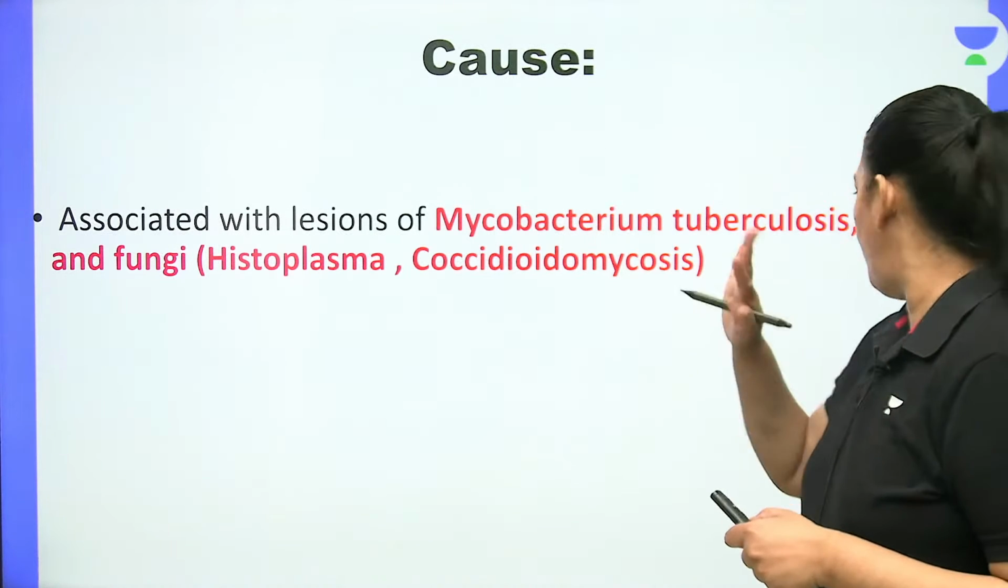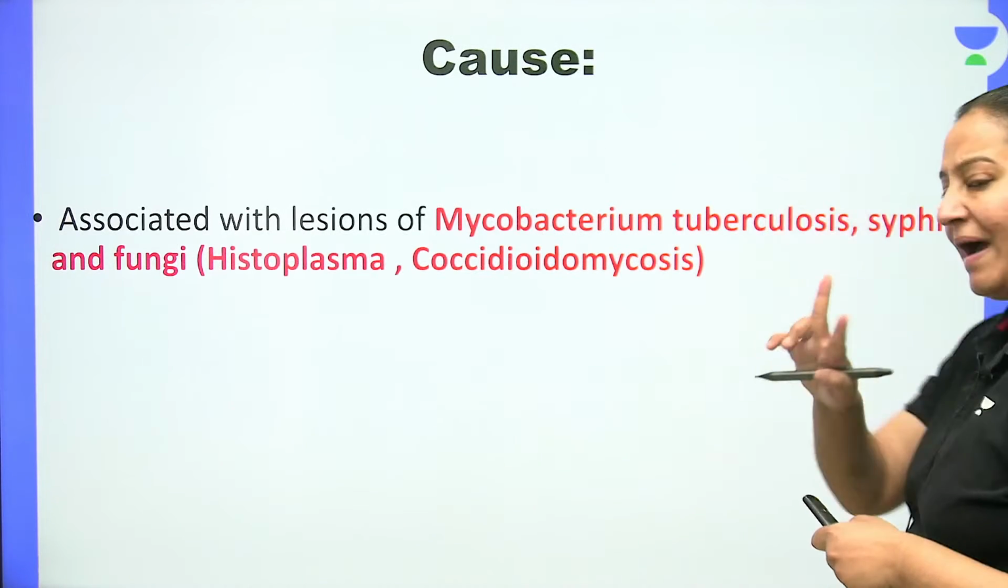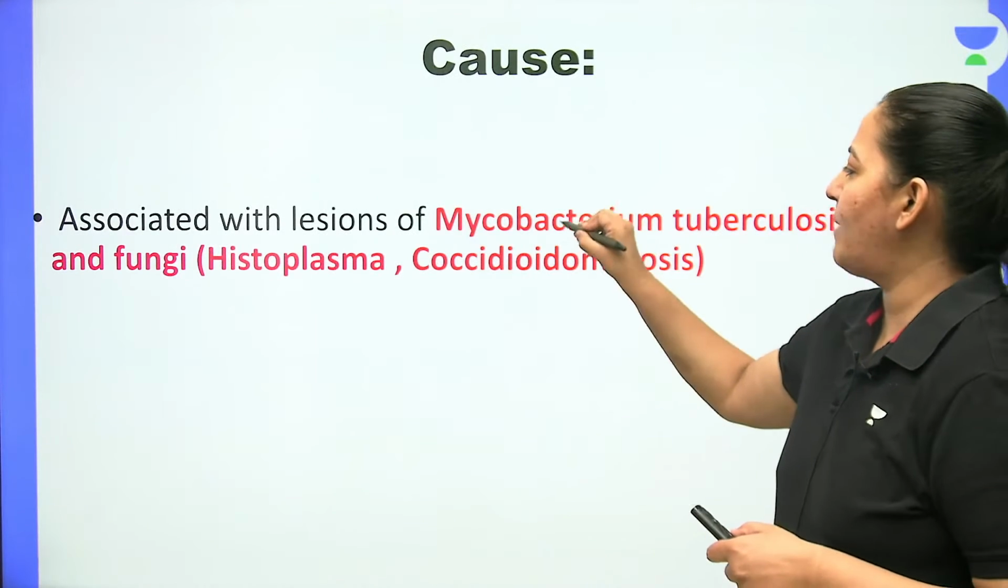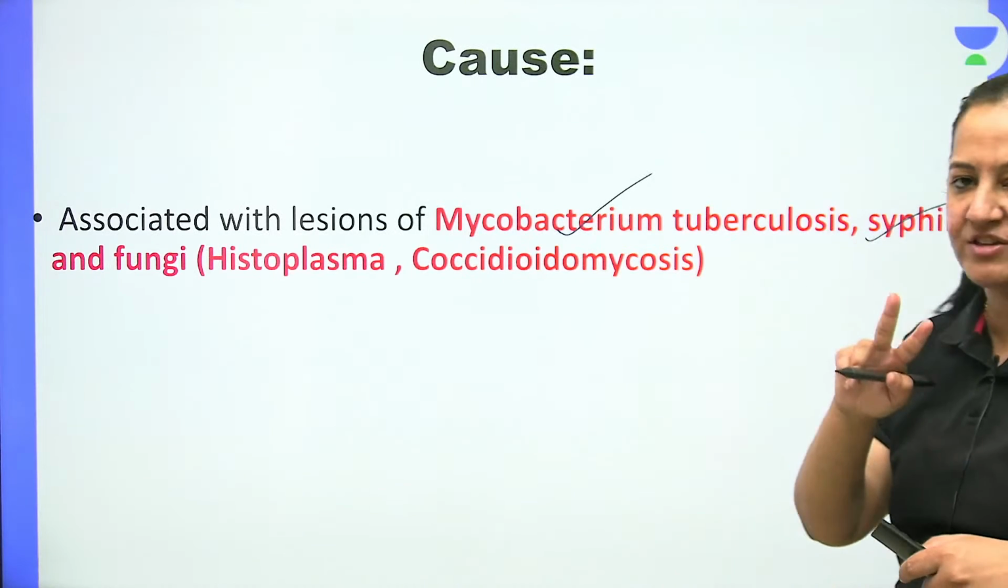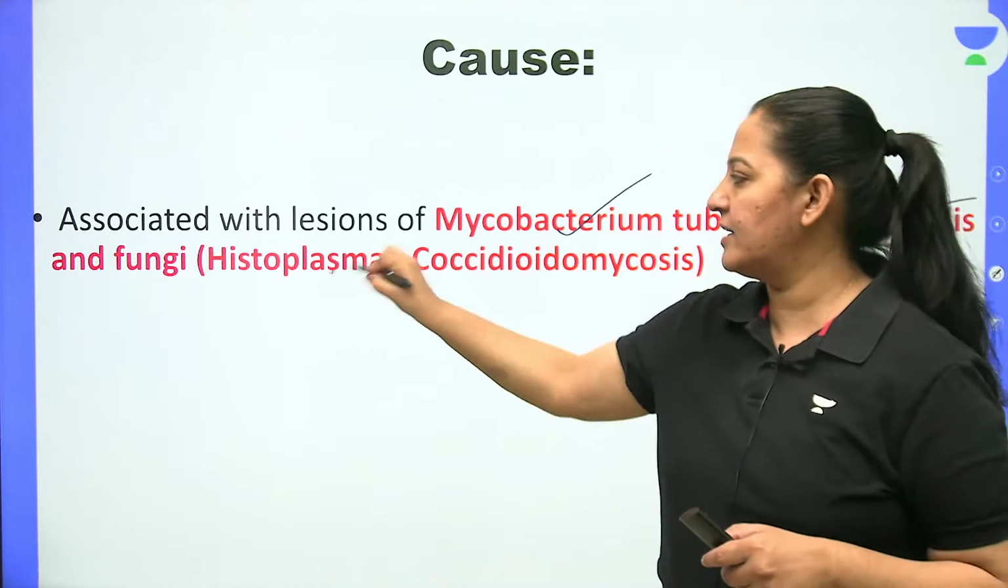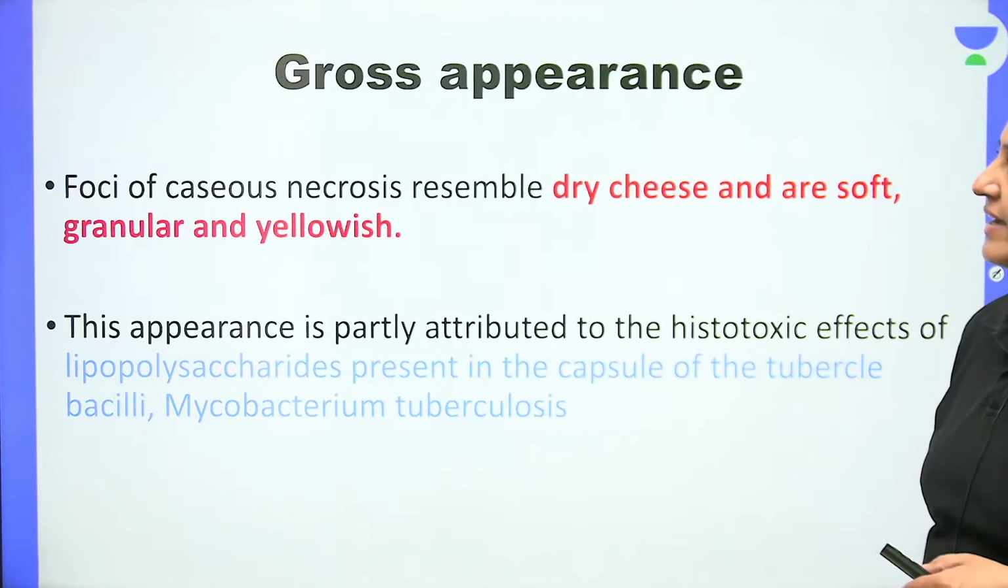So causes, 4 causes are there. Two bacteria, two fungus. So Mycobacterium TB, the first bacteria, syphilis, Treponema pallidum, the second bacteria. These are the two bacteria. Two fungus are Histoplasma and Coccidioides. So these are the 4 examples here.